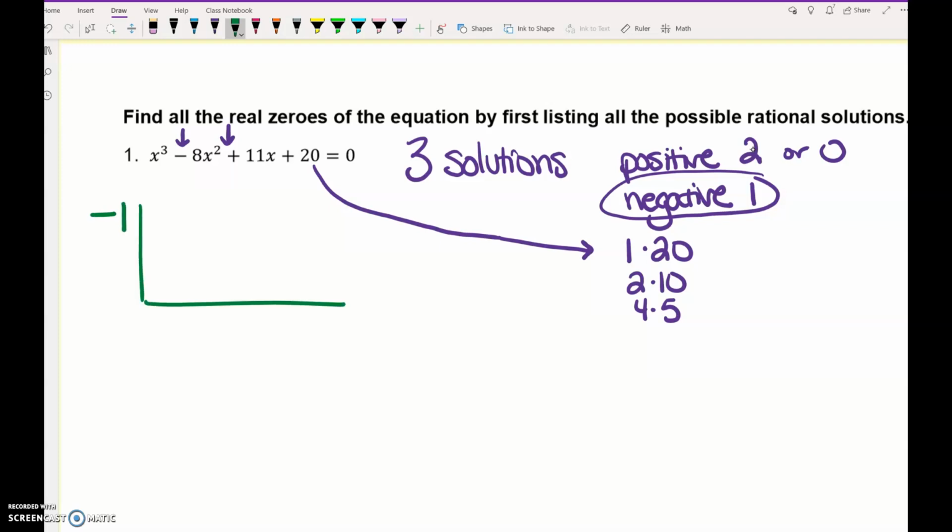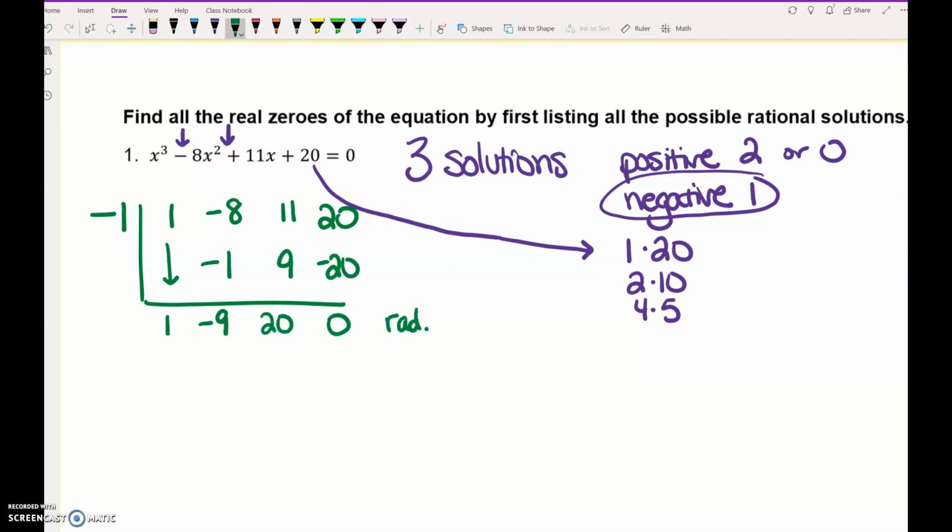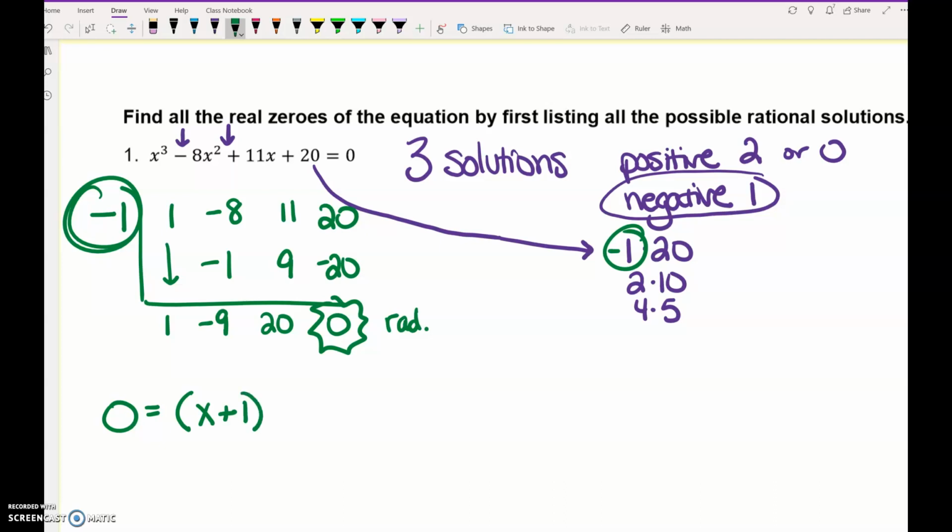Test -1 using synthetic division. The numbers in the synthetic division are 1, -8, 11, and 20. So we tested -1 and we got 0 on the first try. What does that mean? That means -1 is a solution. If -1 is a solution, then x plus 1 is in our factored form. And the result of the synthetic division gives us the trinomial that's left over when we pull that x plus 1 out.